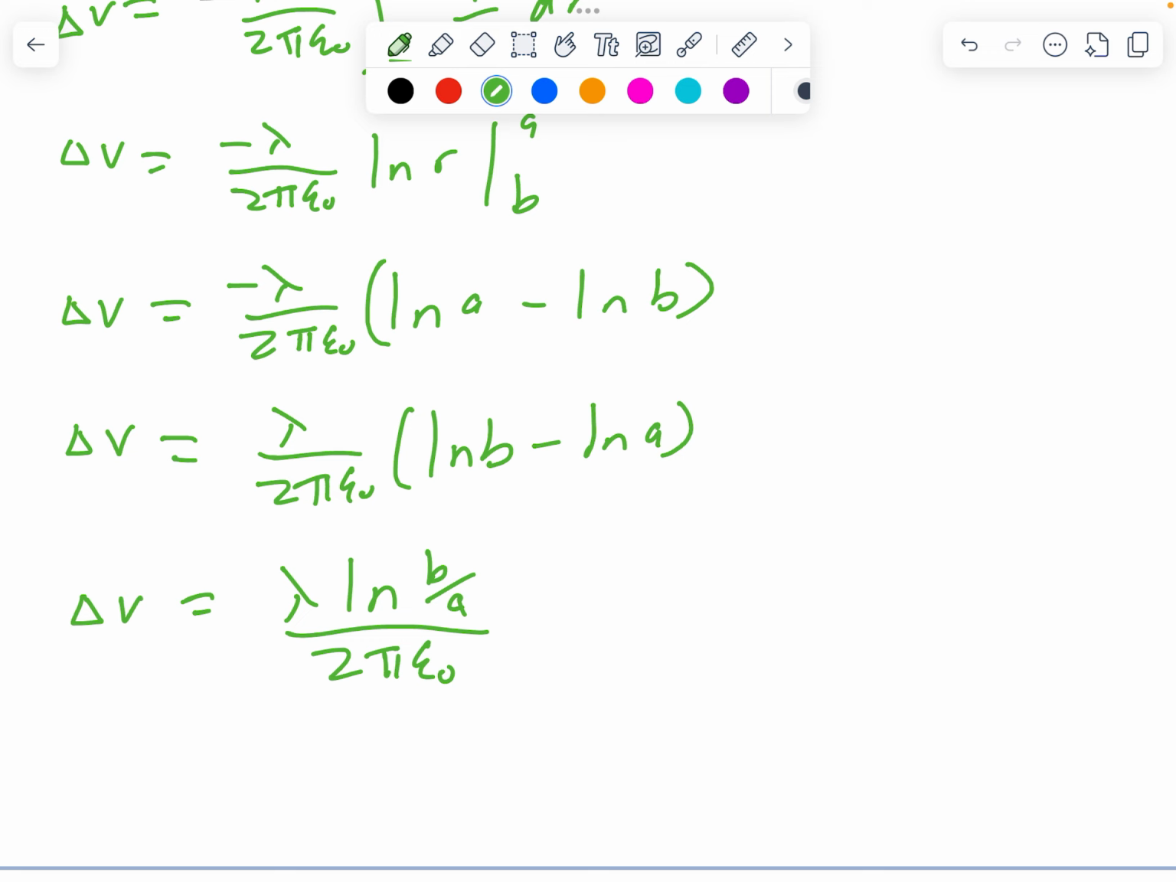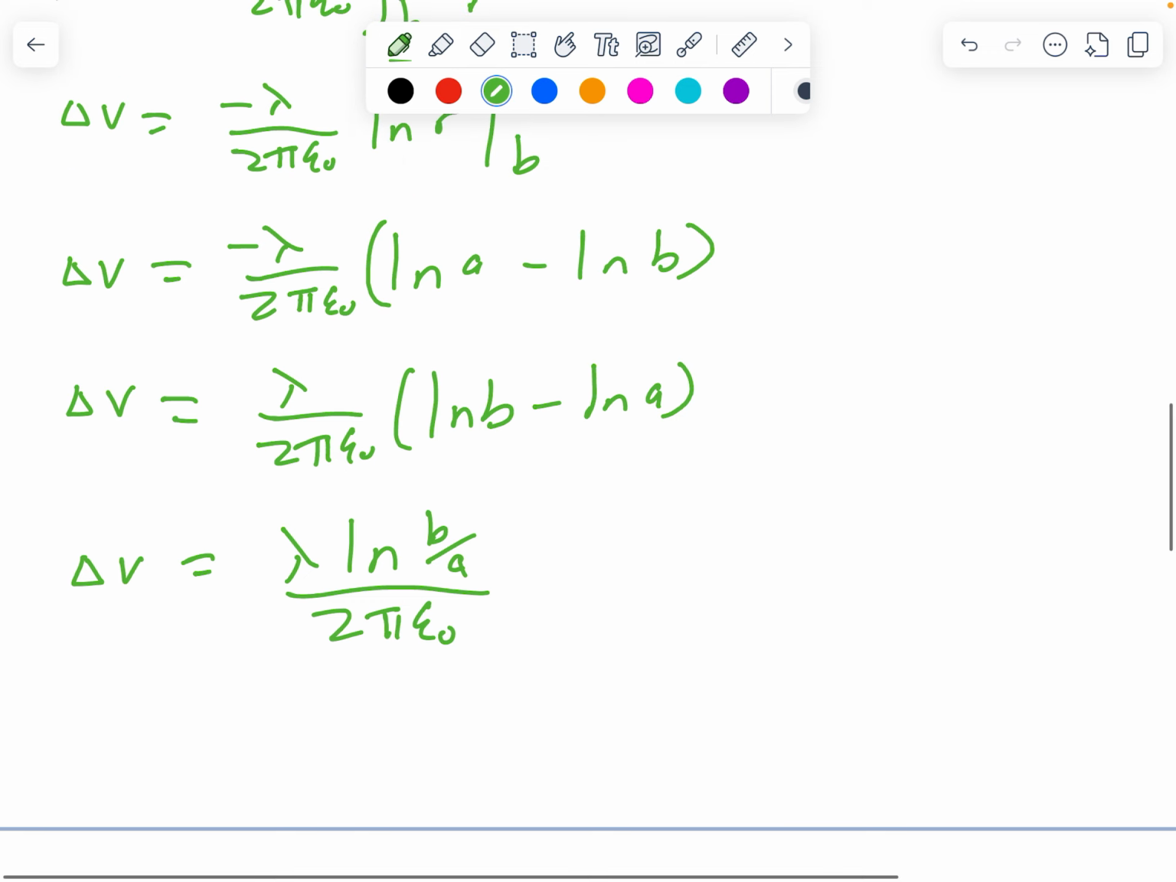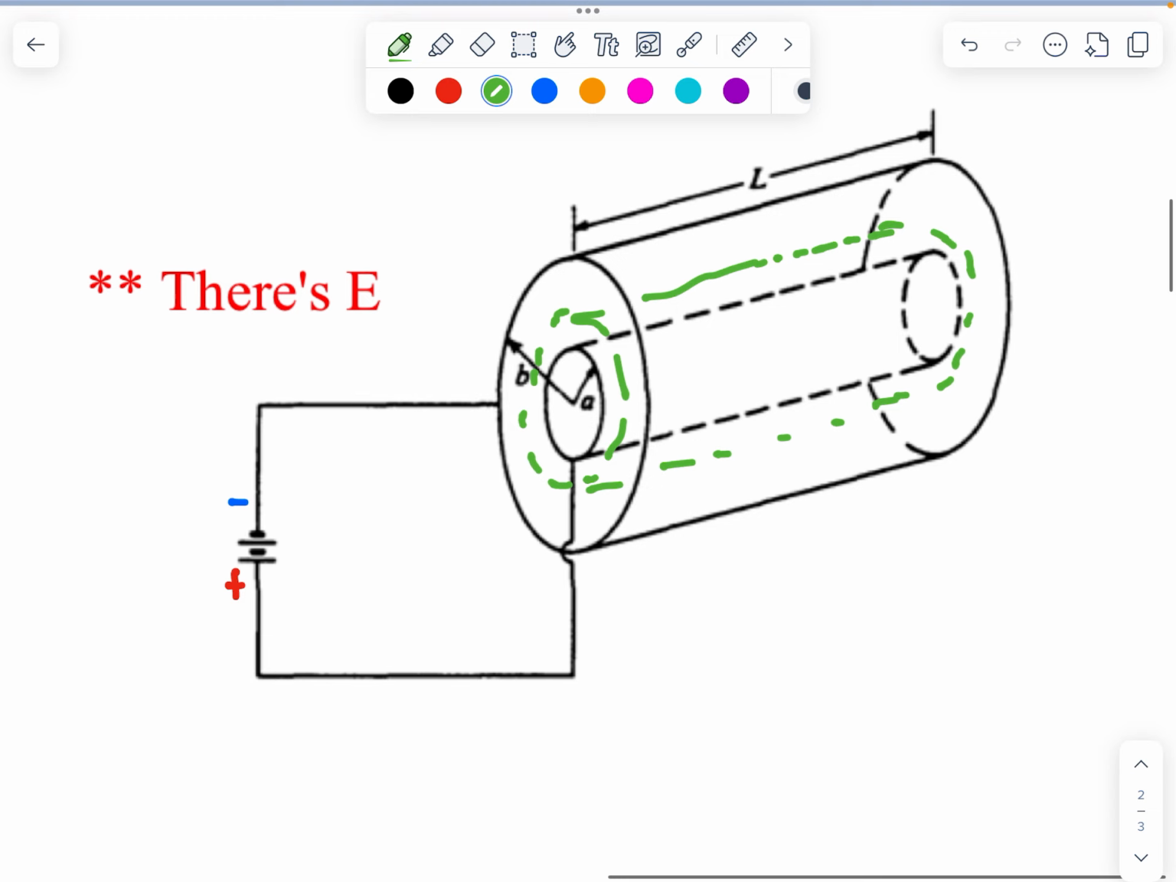Anyways, once I have this, this is probably the right spot to make a little mental check. We guessed that our voltage should go up as we go from the outside, out at B, into A.